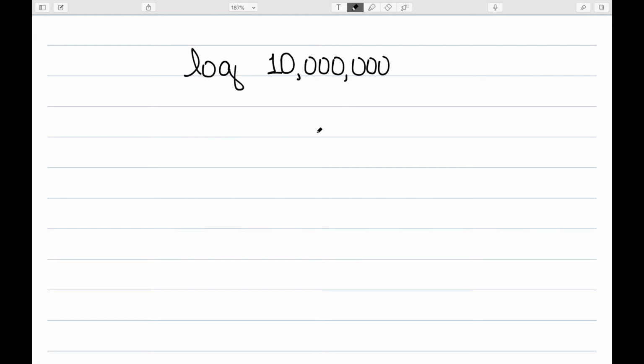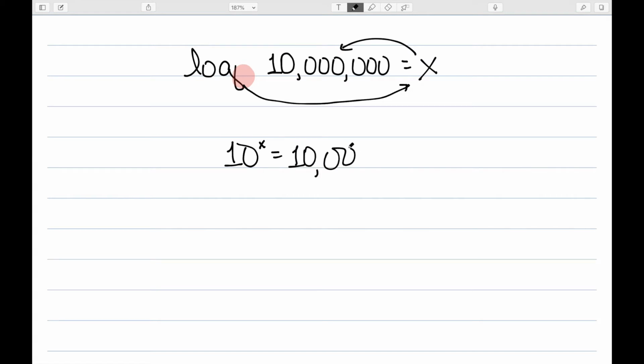Let's look at this one, log of 10 million. So we're going to set this equal to x and try to solve. We're missing a base here, which tells me that it's base 10. I'm going to raise it to the x power, and that should be equal to 10 million. And since there are 7 zeros here, that would tell me that x is equal to 7. So log of 10 million is equal to 7.